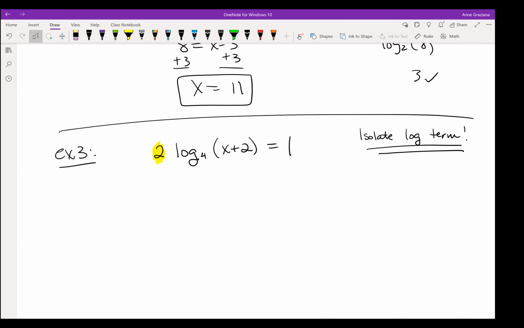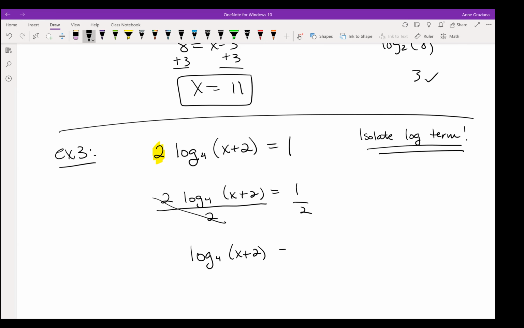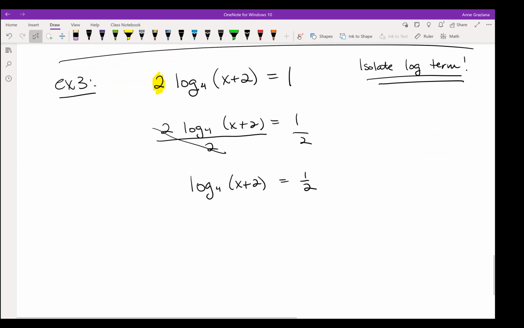So I'm going to take this equation and divide by 2 on both sides. Then I get log base 4 of x plus 2 is equal to 1/2. Now I got something, okay?